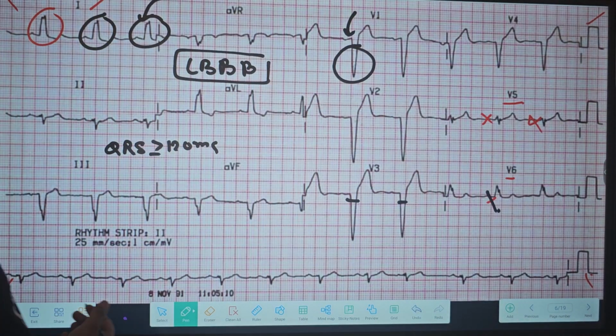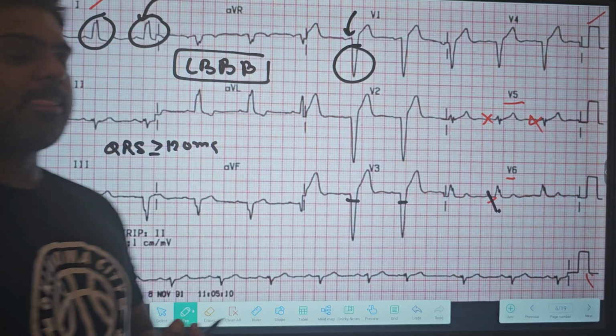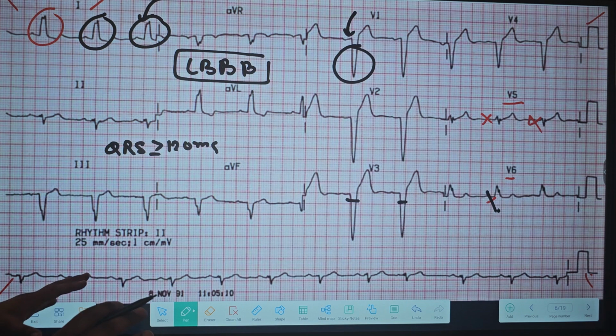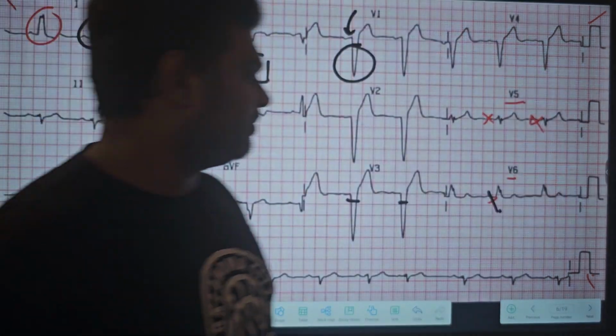In the first step it may look very difficult, but when you solve more ECGs you will be able to understand how to recognize and solve left bundle branch block cases. Okay.